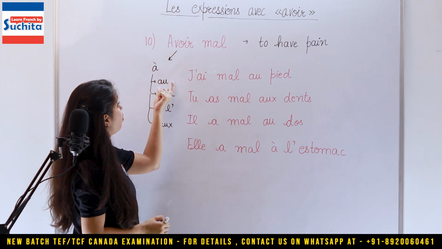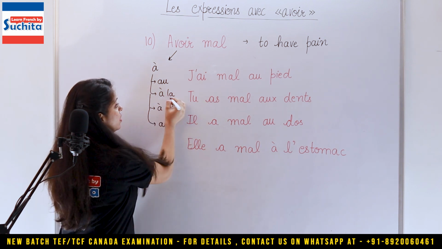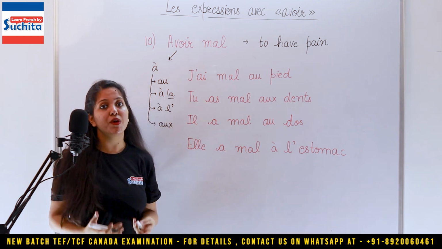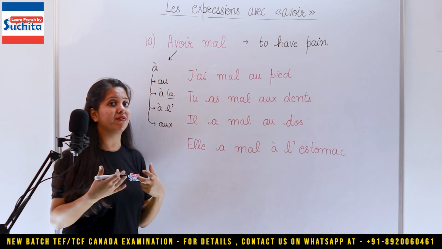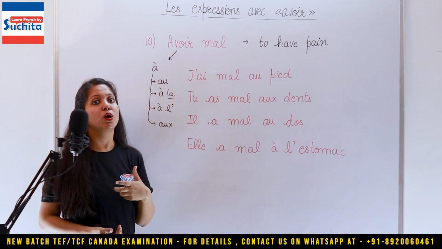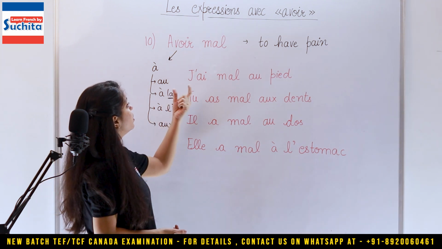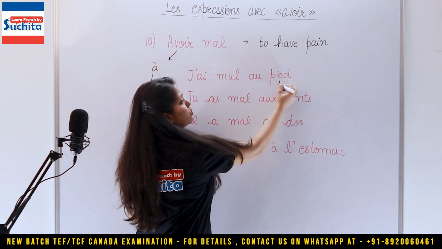Now, au is used for something which is masculine singular, à la is used for something which is feminine singular. L'apostrophe you use for something which begins with a vowel and of course is singular, and aux you use for something which is plural. So you say j'ai mal au pied. Pied means your foot.